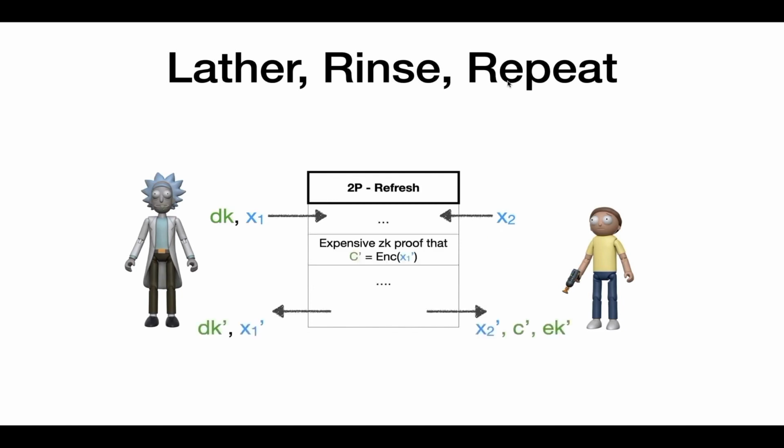Double-clicking on the refresh protocol, we see that as part of generating the new state, Rick must prove to Morty that the encryption was done in a proper manner. That is, proving C' is an encryption of x1' without revealing x1' or the decryption key dk'. The problem is this zero-knowledge proof is highly expensive.